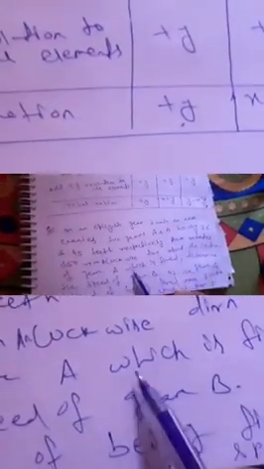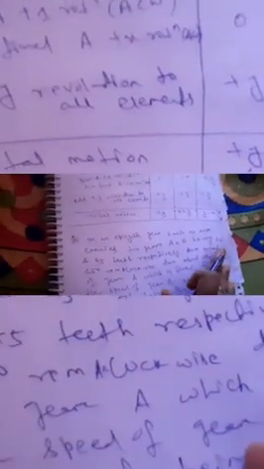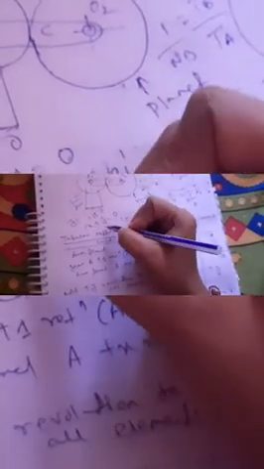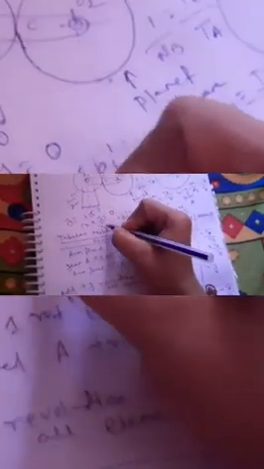Then it is given that gear A is fixed. So in this table gear A speed is x plus y, and fixed means x plus y equal to 0. So y equals plus 150, and x plus y is 0, so x equals minus y, that means x equals minus 150 rpm.